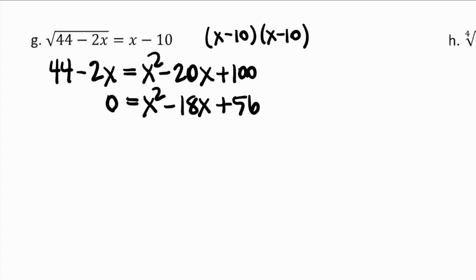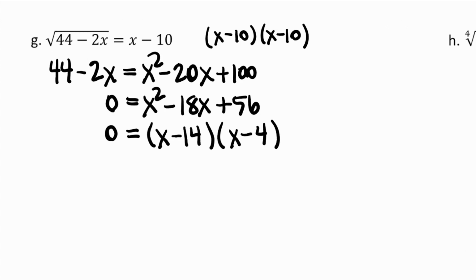All right, 56. I can think of 28 times 2, but that's not really working. But if I've got 28 and 2, I could pull half of the 28 over to the 2 and have 14 and 4. That's going to work. So it's going to be negative 14 and negative 4. Yeah, 14 times 4, that does feel like 56. So x minus 14 times x minus 4. And if those things are multiplying together to equal 0, that would happen if x was equal to 14 or if x was equal to 4.